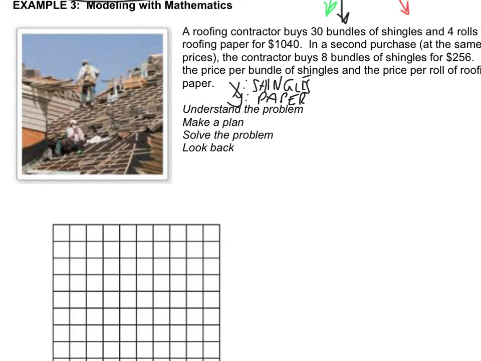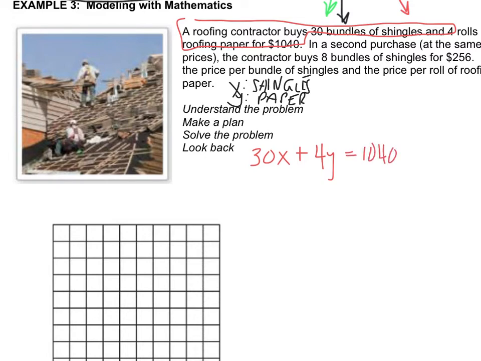So there's actually too much information here for one equation. So I'm going to need to create 2 equations to make this work. So here's my first equation. We're going to go by this first contractor that went in, and we'll make an equation out of this. So he, or she, I guess, is buying 30 bundles of shingles. We don't know the cost of those shingles. And 4 rolls of the roofing paper. We don't know the cost of the roofing paper, but we know that if you added all of that up, we would get this amount, $1,040.